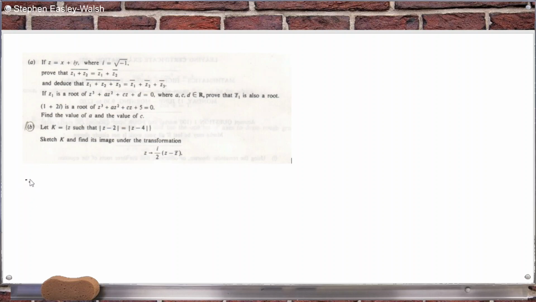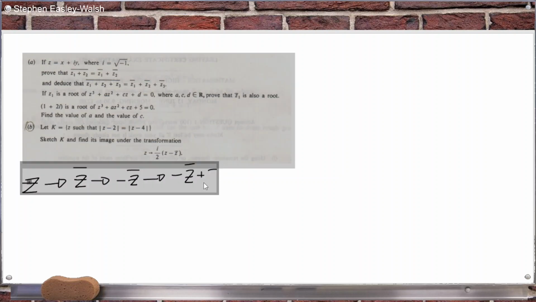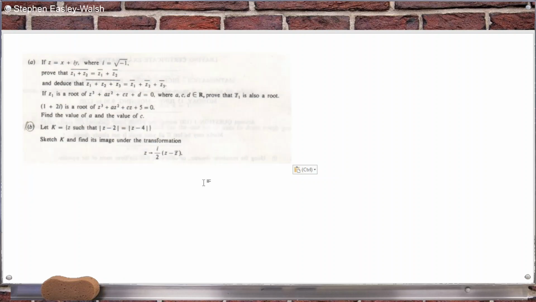Okay, so what's the transformation here? Okay, we can do it in steps. Z, first then you conjugate it, then you minus it, then you add on the original. Maybe there's too many steps here. I think there's too many steps. Might want to do it as a formula. Okay, that might be best.